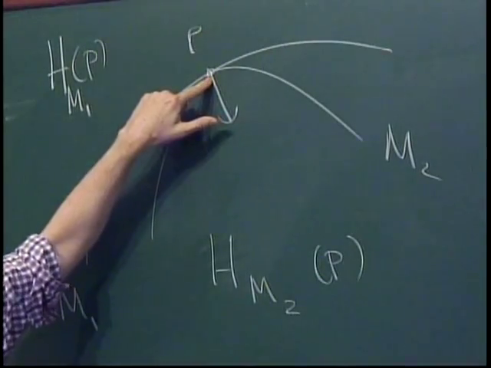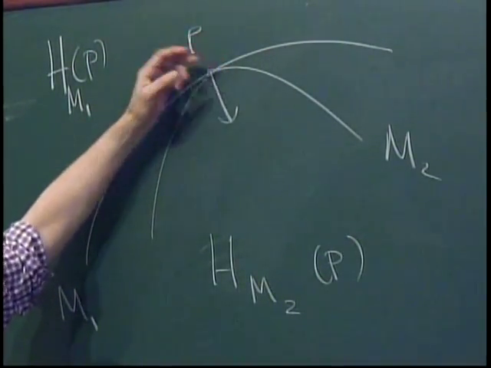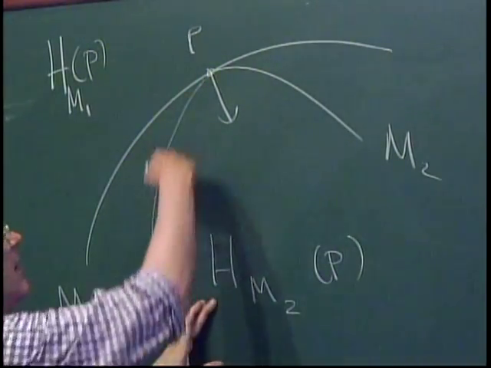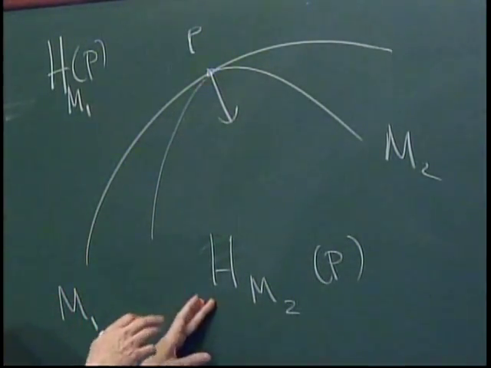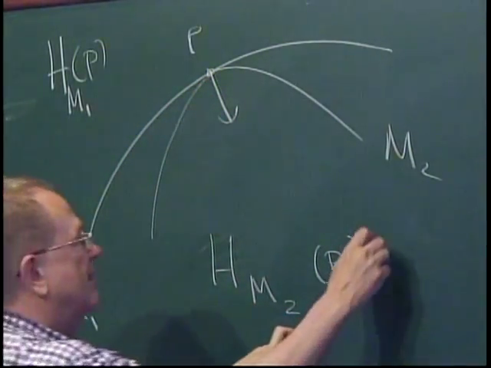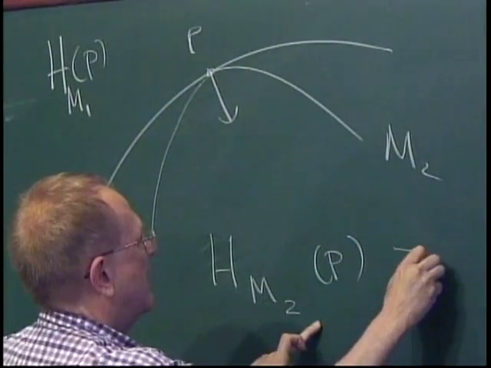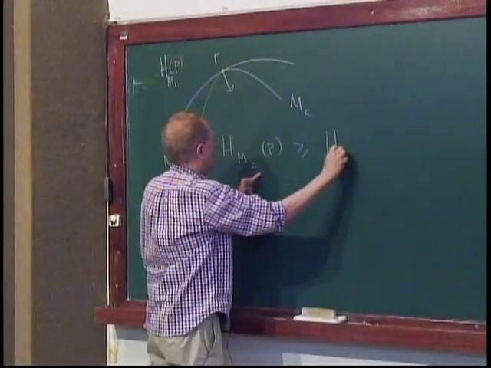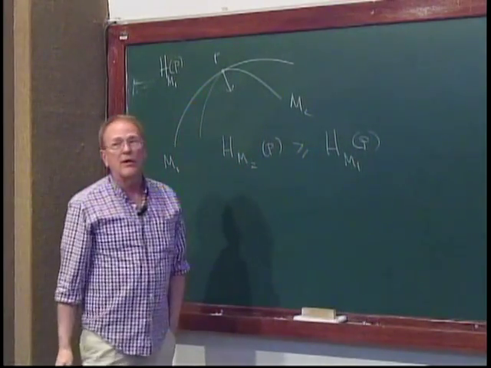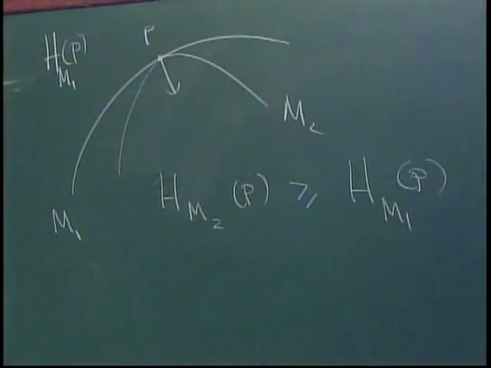mean curvature vector here, and because this is on this side, I end up getting an inequality on the mean curvature. So if you were in the plane, these were just curves, it's clear that the curvature of this curve is at least as big as the other one. So bigger than or equal to H of M1 at the point. Okay, so that's called the mean curvature comparison principle.